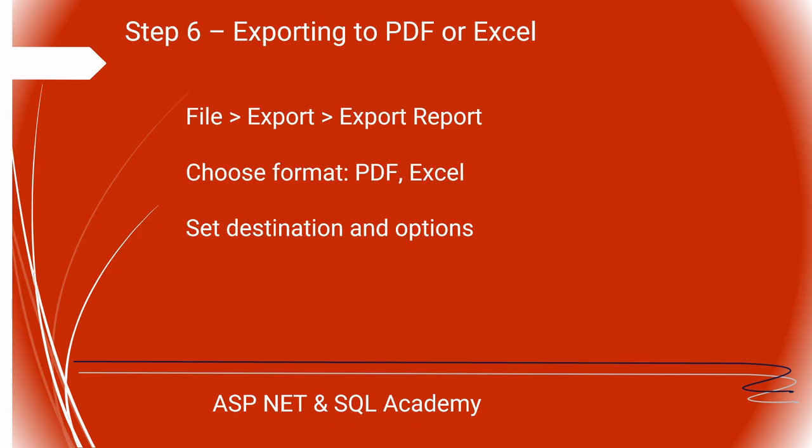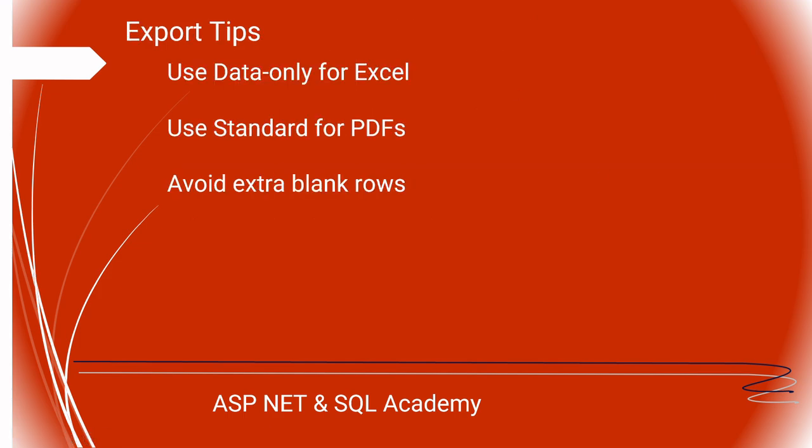To export the report, go to File, Export, Export Report. Choose your format. PDF or Excel are most common, and follow the prompts. When exporting to Excel, use the Data Only option to avoid layout issues. For PDFs, use the standard format to preserve design.